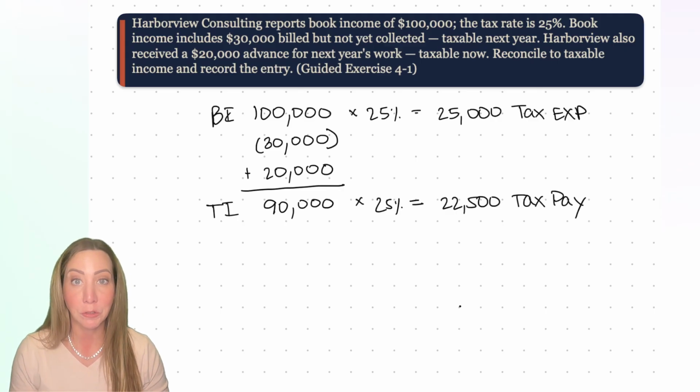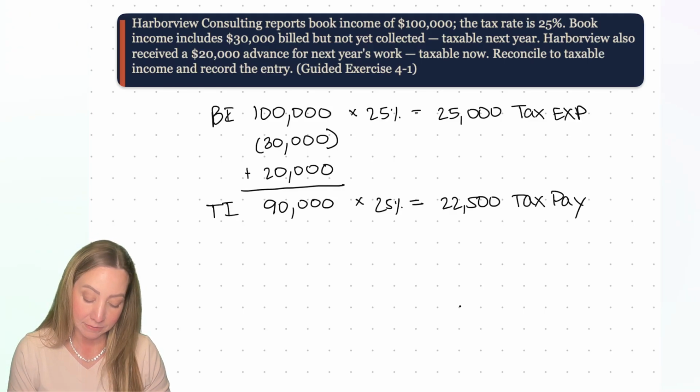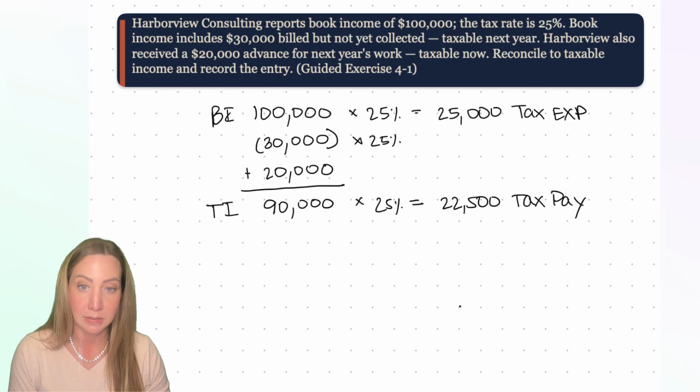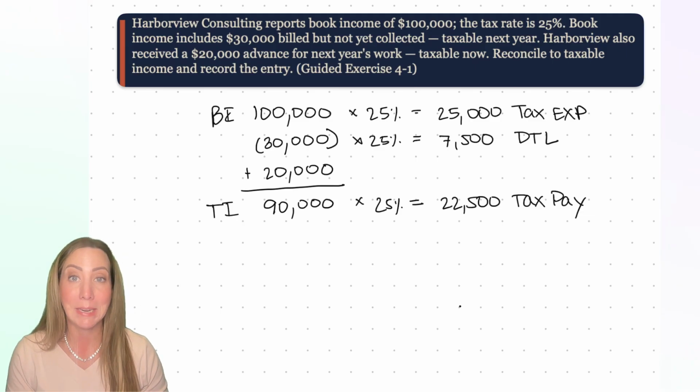And now I can build my journal entry. So the first one, the $30,000, that actually creates a DTL. Okay, and if I multiply that by 25%, I'm going to get $7,500, and it's a DTL because I don't have to pay taxes on it now. I have to pay taxes on it in the future when I actually collect the amount. So that's a liability today.